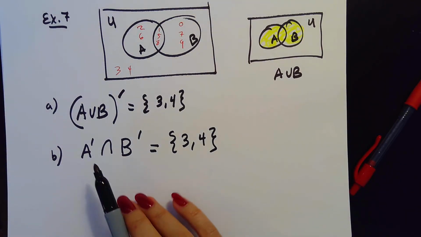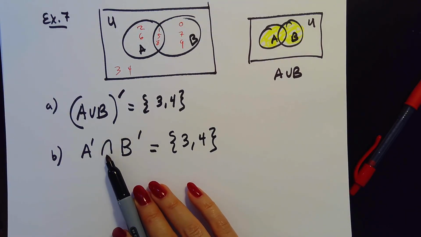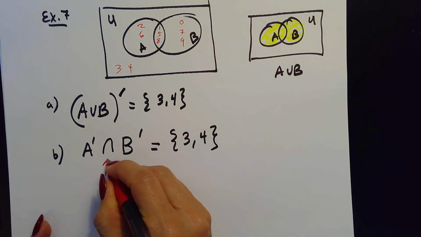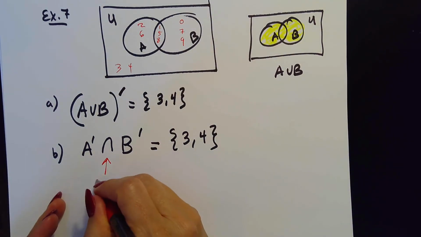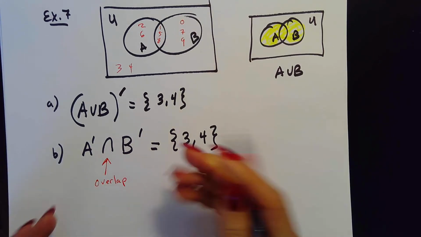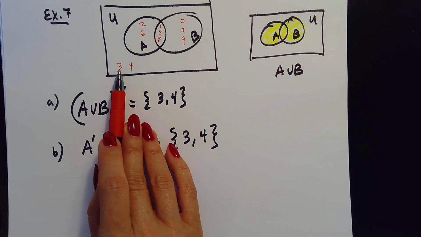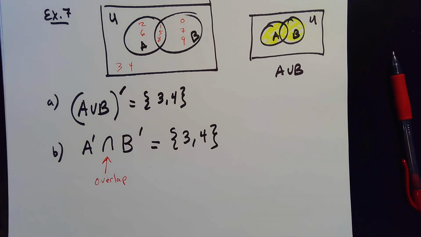Okay, once again, A prime intersected with B prime. This intersection means overlap. So they have an overlap. And so the only place where they're going to be outside of A and outside of B at the same time is here, 3 and 4. Okay, so that's number 7.